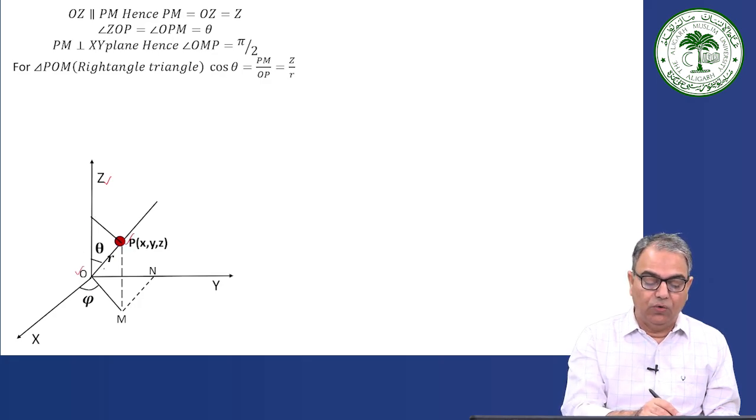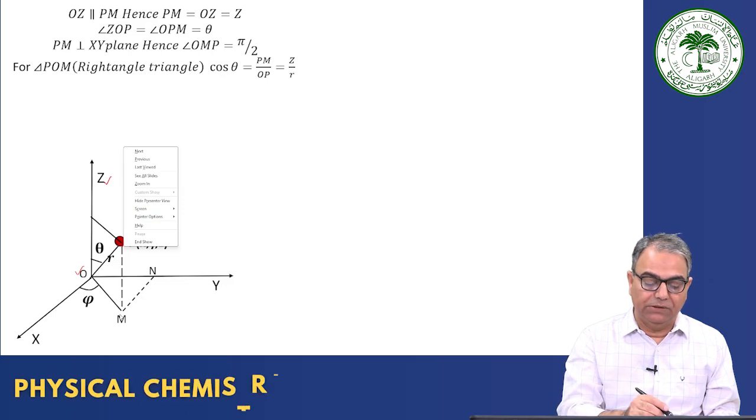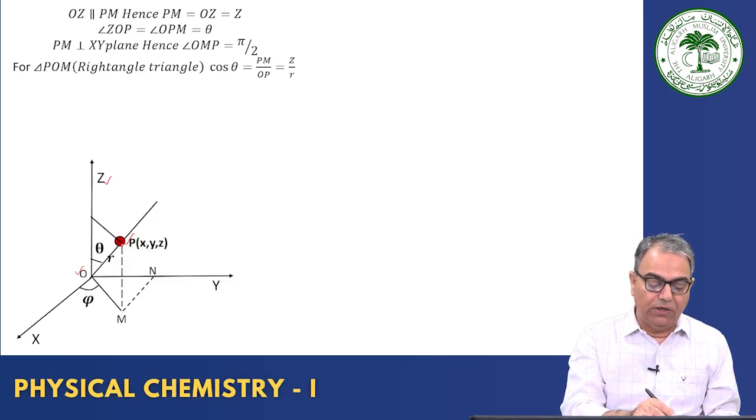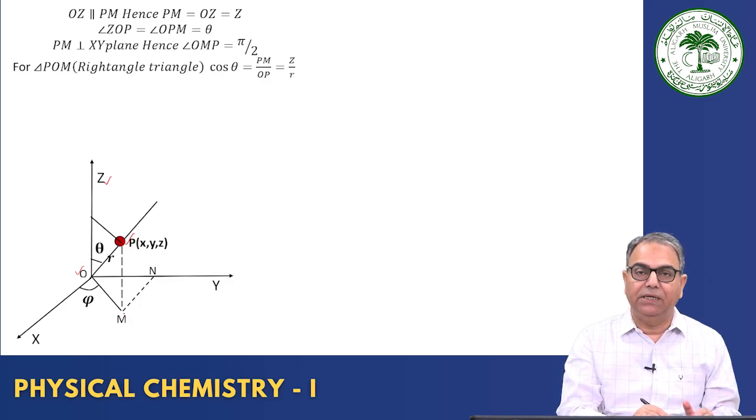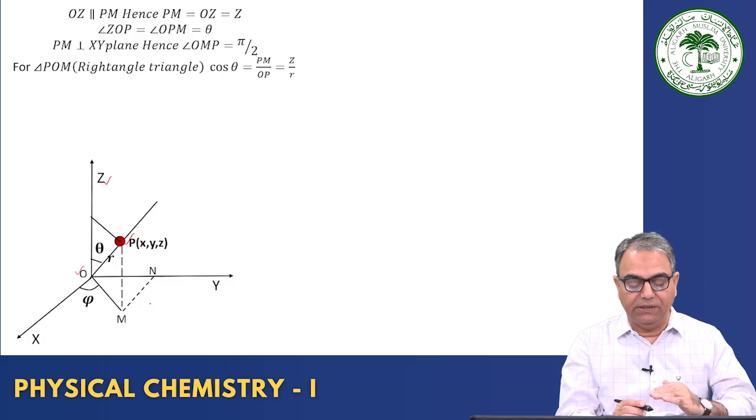So naturally OPM will also be theta, because this is the perpendicular which you drop from P to M on the xy plane. This dotted line tells you that it is a perpendicular dropped from this point P to M, and M is a point in the xy plane. It is not below the plane. It is a two-dimensional image, so it appears that it is below the plane, but it is in the xy plane.